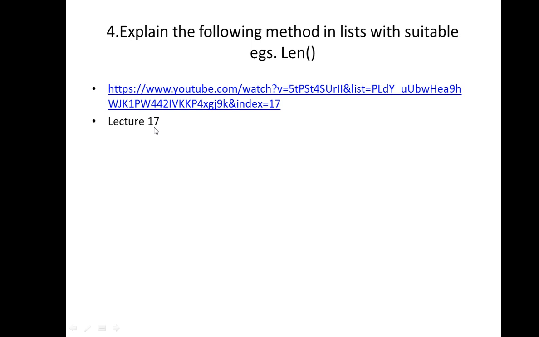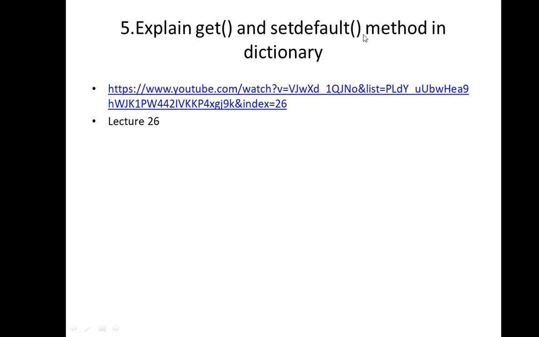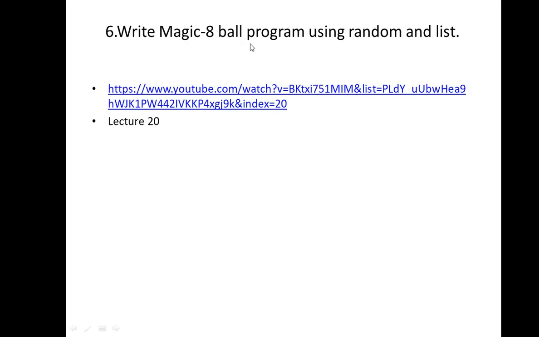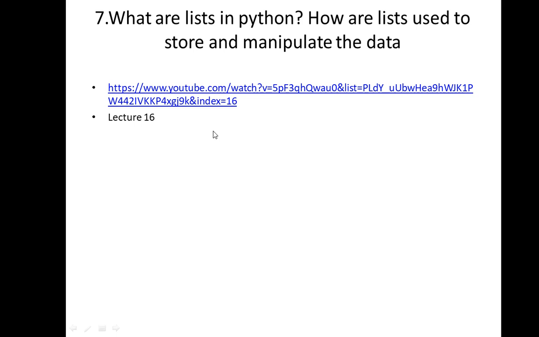And it is also explained in slide or lecture number 17. Now the get and setdefault methods, we saw this in detail in lecture number 26, go through that. The next question, write a magic 8-ball program using the random function and list. This is explained in lecture number 20.